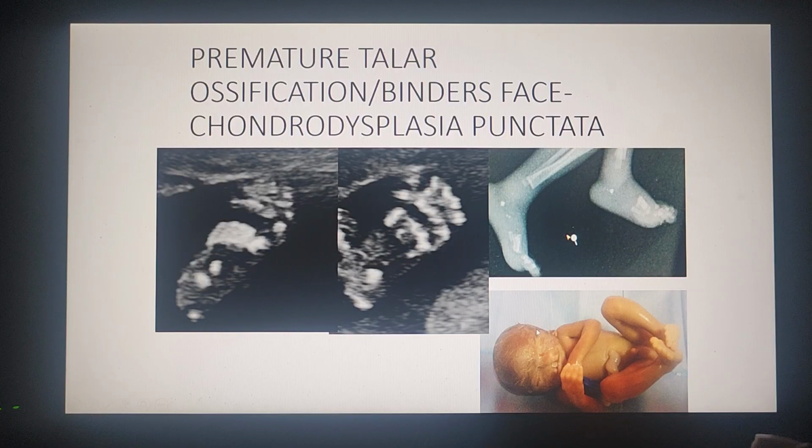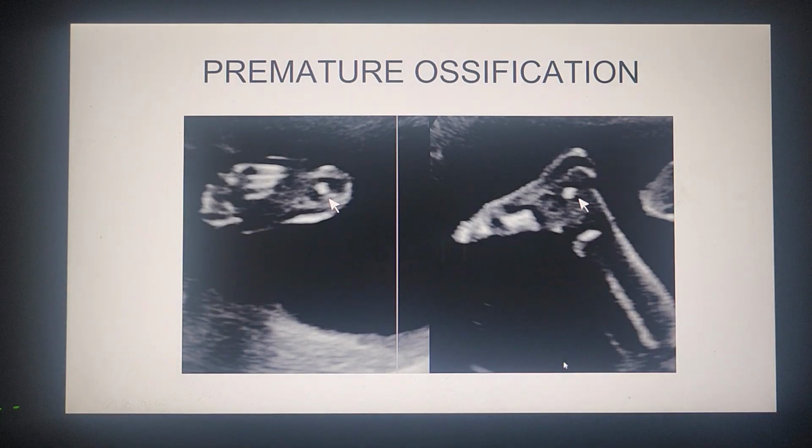So this is an abortus of a fetus which had premature ossifications, and you can see the X-ray of the abortus also showing premature ossification of the calcaneum and talus. But there's no proof yet, but the parents decided to terminate, and you can see the face showing typical binder's phenotype. So that's a zoomed view of another fetus showing a premature ossification of the talus, and the same is seen in a sagittal view and an axial view of the foot and ankle.